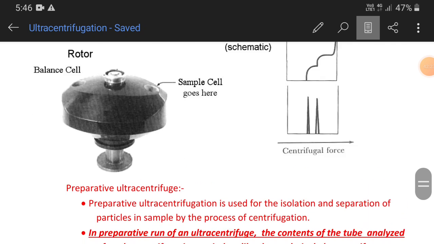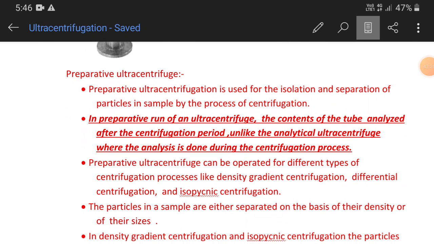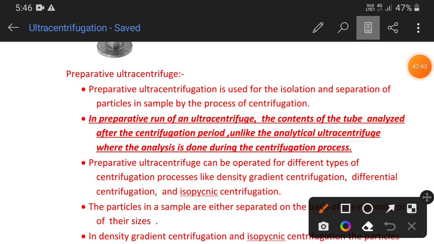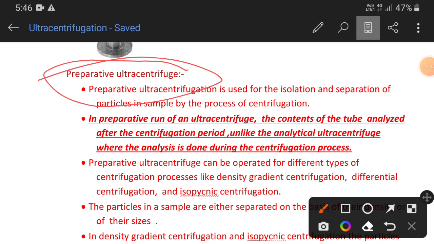Now in preparative ultracentrifugation, if you want to separate a particular type of molecule from a complex mixture, then you can use preparative ultracentrifugation. The key difference between preparative ultracentrifugation and analytical ultracentrifugation is that in preparative ultracentrifugation, the analysis will be going on after the centrifugation, not in real time while the centrifugation is going on.